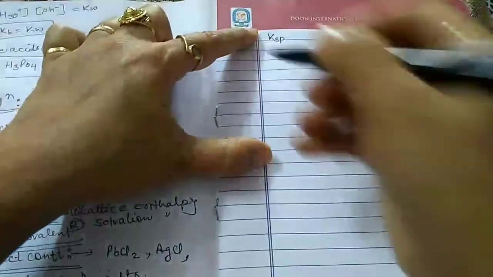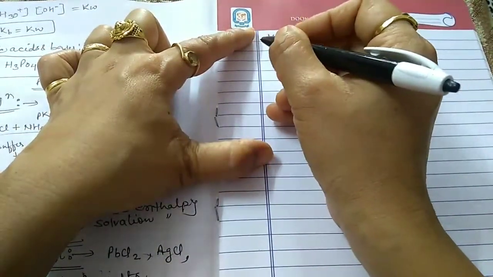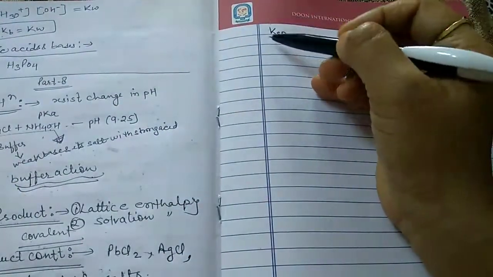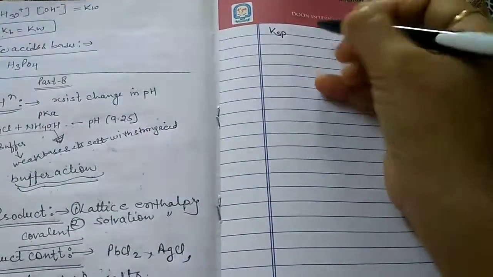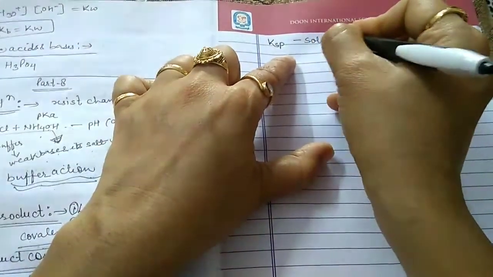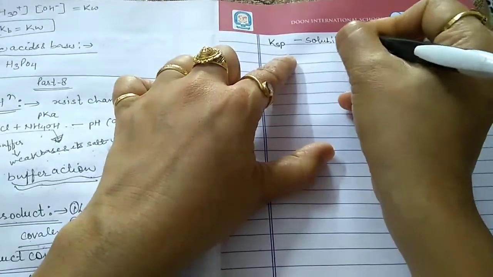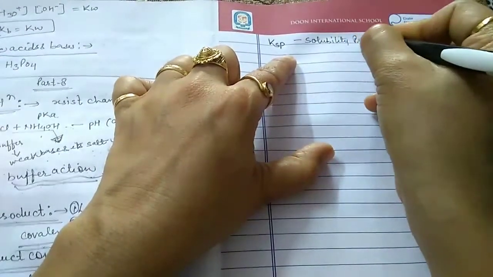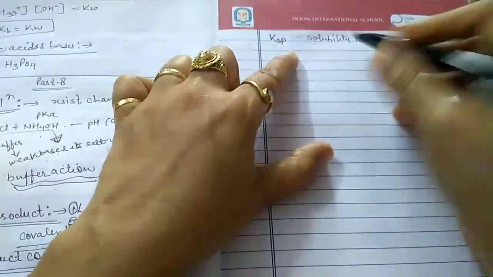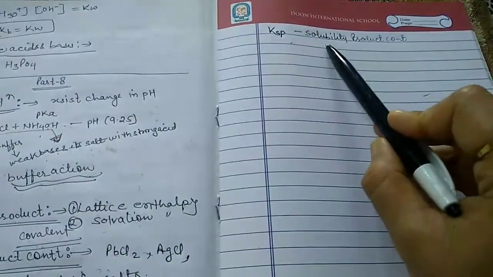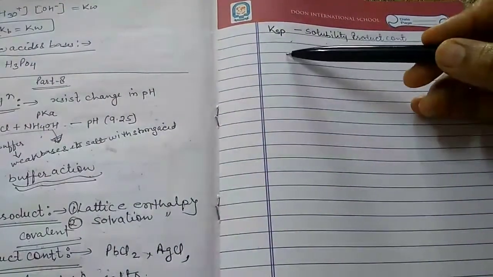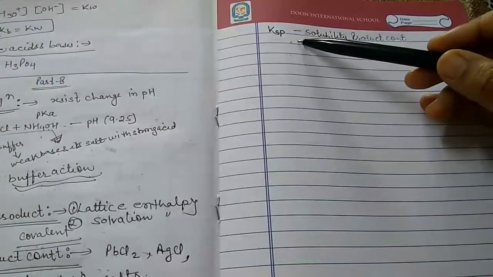We use the term Ksp, and it is known as the solubility product constant. This Ksp is the solubility product constant, or it is simply called the solubility product.